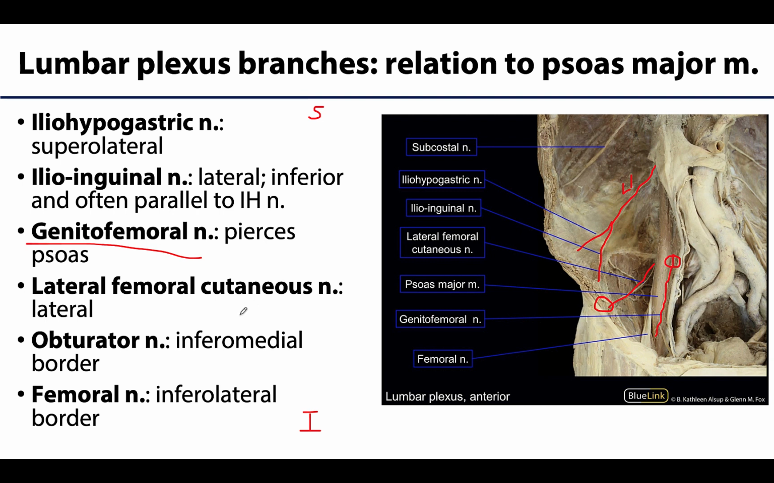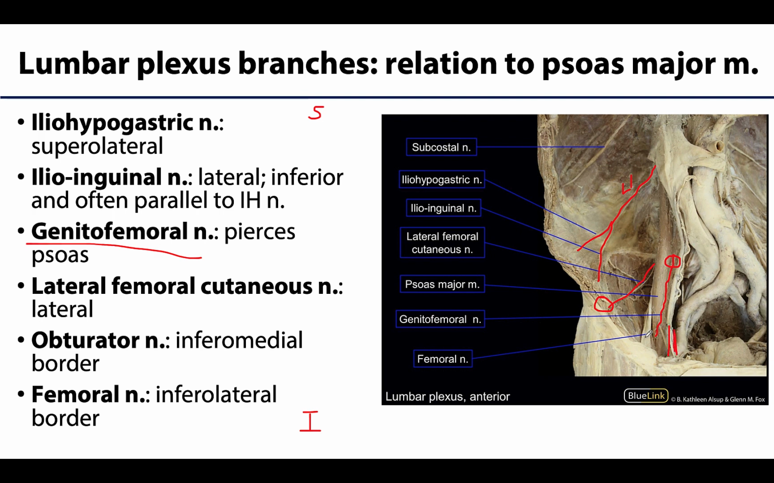The last 2 nerves are also the largest branches of the lumbar plexus, and these are the obturator nerve, which isn't as easily identifiable on this particular image, but it is going to be kind of deep to the artery and vein right here, and it will be more inferomedial, so it'd be kind of right around this region here.